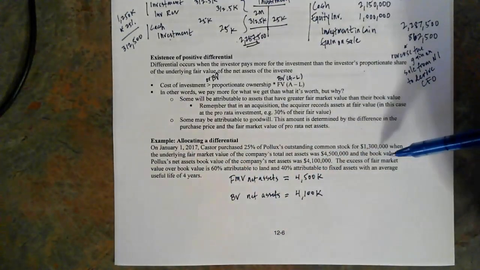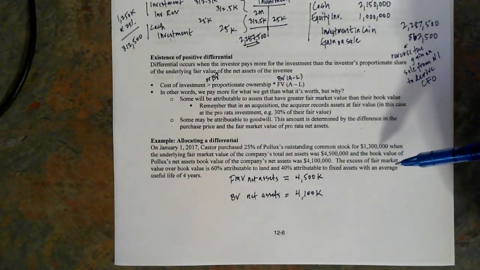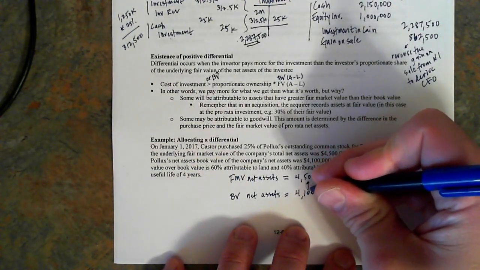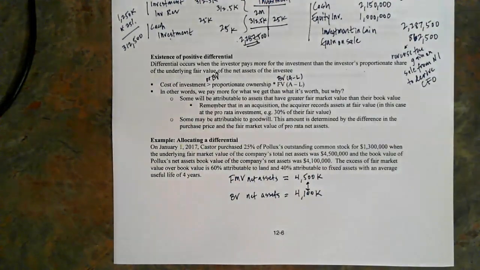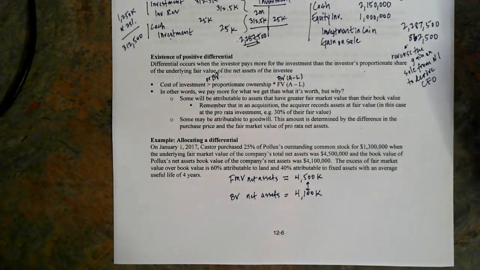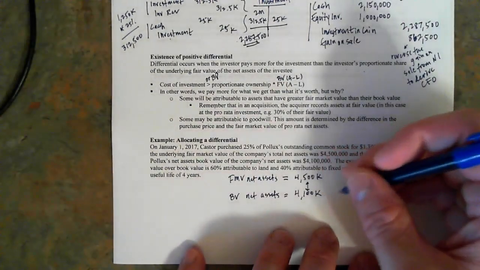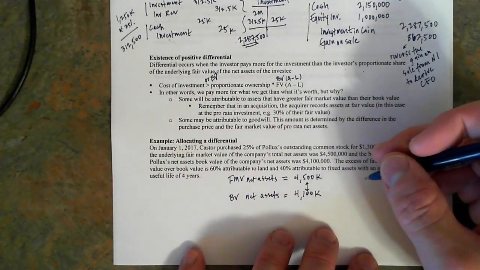Then they say that the excess of the fair market value over the book value, the spread here, is 60% attributable to land, 40% attributable to fixed assets with an average useful life of 4 years. And so there's a $400,000 difference between these two.